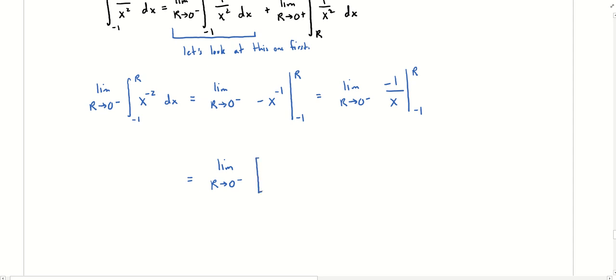Now let's use the evaluation theorem. Evaluate this at r. That's going to be -1 over r minus -1 over -1. All right, now let's consider what's going on here. So this -1, again, be very careful. There's lots of negatives going on here. -1 over -1 is just 1. That's fine. What about -1 over r?